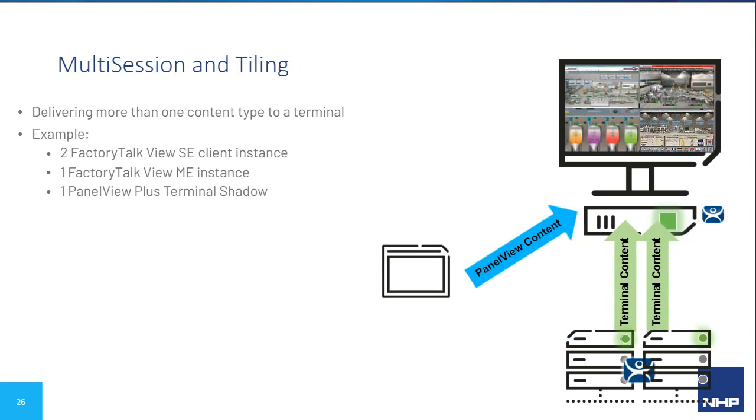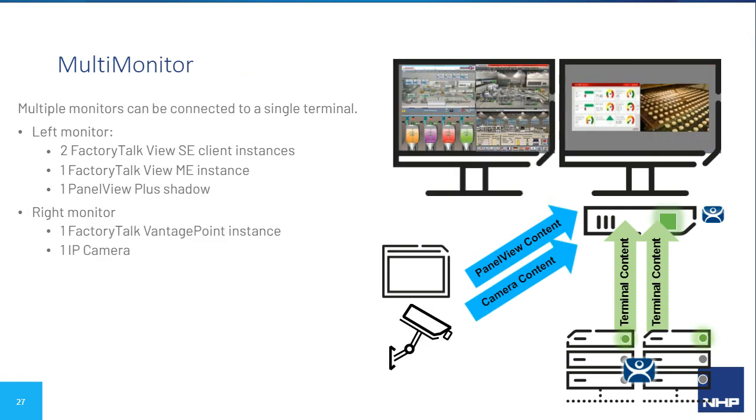As we get a little bit more fancy, we talk about multi-session and tiling. Multi-session is more than one content type, more than one application, more than one source of information delivered to a terminal. So I could have a few HMIs from different servers. I could have a PanelView. I can tile those on the screens automatically if I need, so that I can see them all at the same time. If one screen isn't enough, I can add multiple screens to my system. So a thin client can have as many screens as video ports it will support, and ThinManager will enable you to configure those. So here's an example with a few more clients, including a video feed and a vantage point.